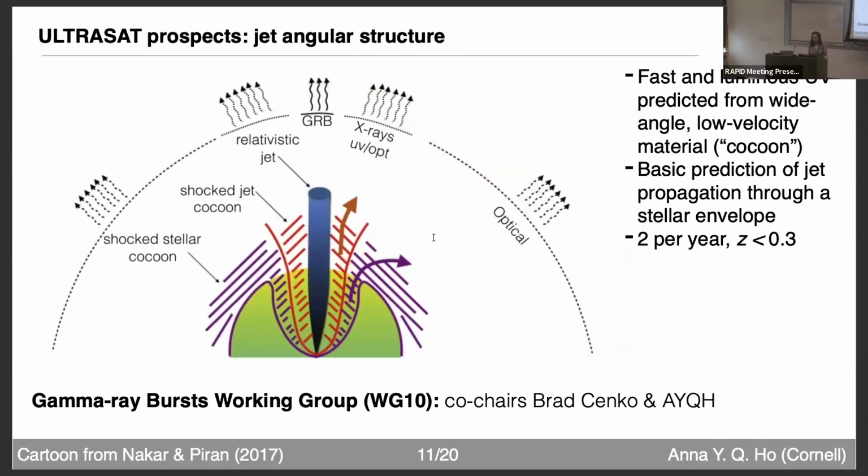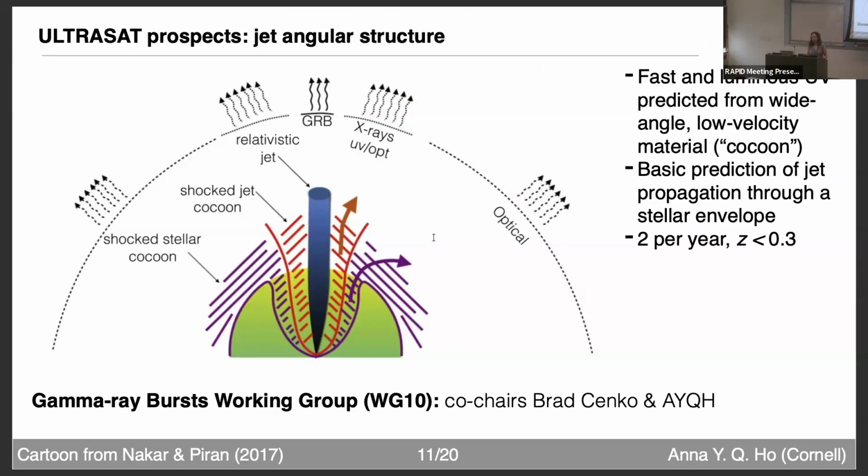All right, so what will ULTRASAT contribute to this? For an off-axis gamma ray burst, in addition to having an orphan afterglow, you expect to see fast and luminous UV emission from wider angle, lower velocity material that's sometimes called the jet cocoon. This is a cartoon of the structure of that cocoon from a paper by Udi Nakar. And it's a very basic prediction of jet propagation through a stellar envelope.